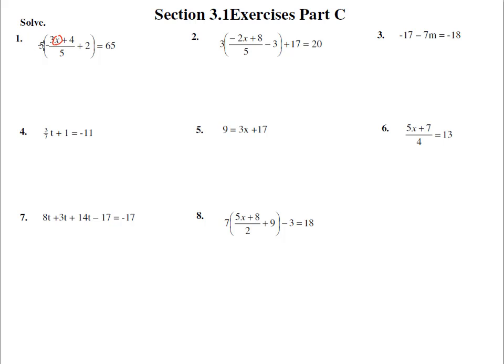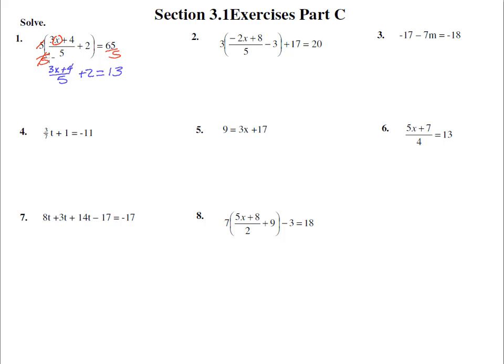Opposite of times by 5 is divide by 5. So if we divide by 5 and divide by 5, this guy will cancel right here, and we're left with 3x plus 4 all over 5 plus 2. That 5 is gone, so we don't need the parentheses anymore. 65 divided by 5 is 13.